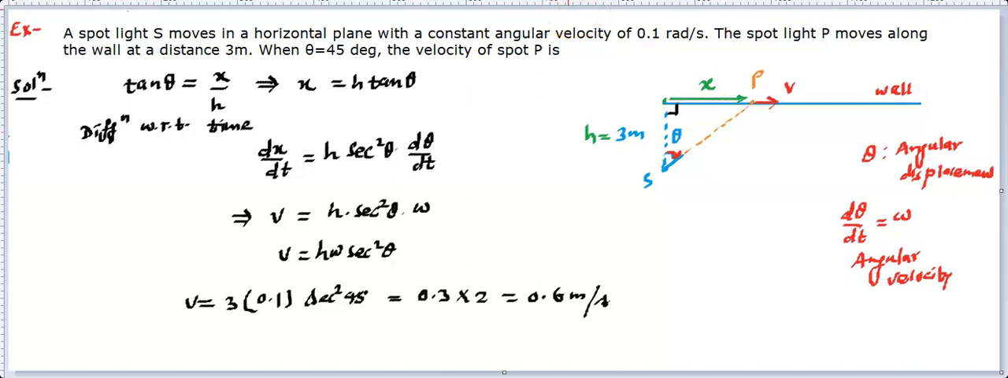Let me quickly summarize what we have done. We drew the picture, and this is the theta angle. We made a relation between x and theta, differentiated it, and then found this. What we have used is that d theta by dt is angular velocity and theta is angular displacement.